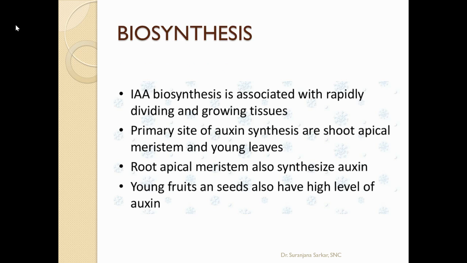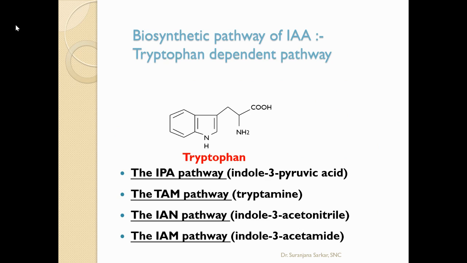Now please come to the biosynthesis part. IAA biosynthesis is associated with rapidly dividing and growing tissues. Primary sites of auxin synthesis are shoot apical meristem and young leaves. Root apical meristem also synthesizes auxin. Young fruits and seeds also have high levels of auxin. So its biosynthesis has two different orientations. One is the tryptophan dependent process, another one is the tryptophan independent process. But today we are discussing only the tryptophan dependent pathways.